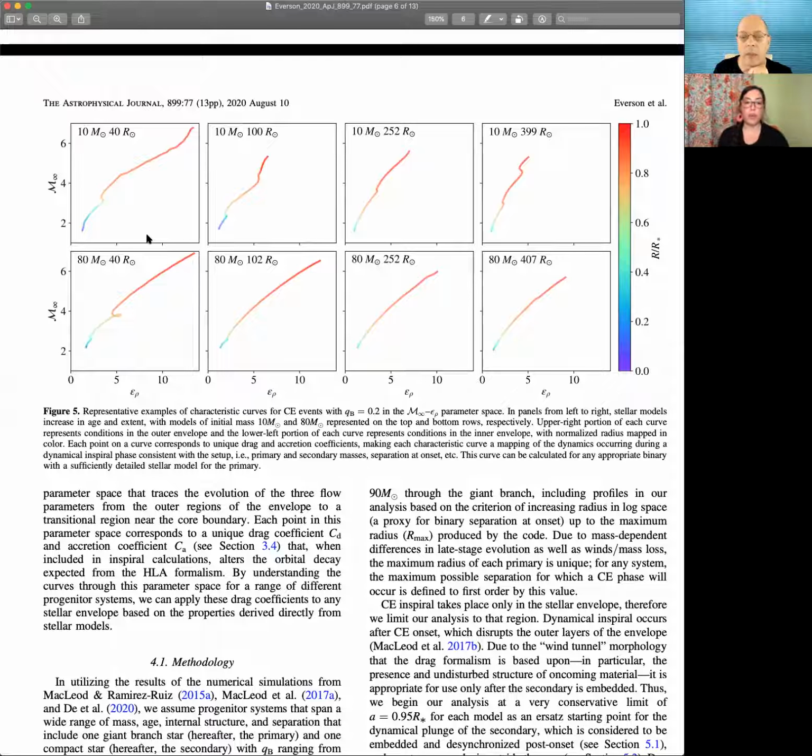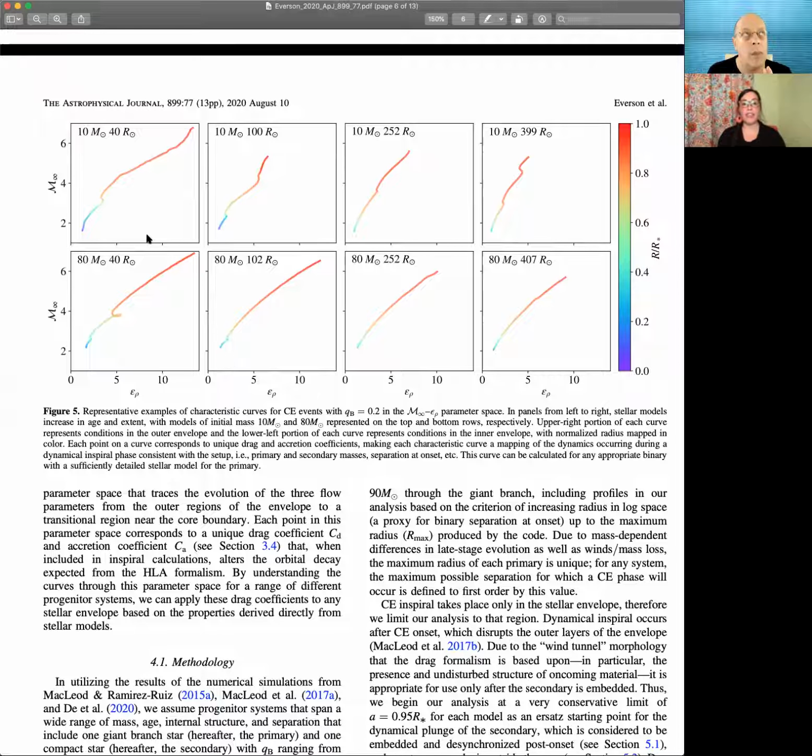Okay, and what we're looking at here is just dynamical inspiral. We're not looking at the full star, including the core, because we're only trying to map the dynamical inspiral. So we're starting at the upper right-hand side, which is the edge of our star. That's the beginning of our dynamical inspiral, and we're going all the way down to the bottom left. Okay, so that's the direction that we are diving.